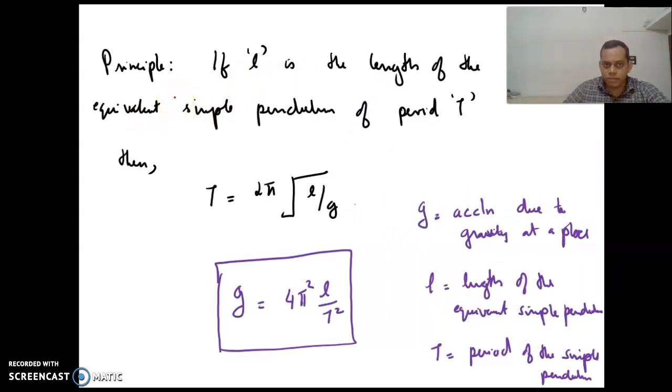The principle is like this: if L is the length of the equivalent simple pendulum with time period T, then we know T is equal to 2 pi root of L by g, and from this equation we will be getting g as 4 pi square L by T square, where g is the acceleration due to gravity at a place. L is the length of the equivalent simple pendulum. We will be discussing how to get the length of the equivalent simple pendulum, and then how to get the time period of the simple pendulum.